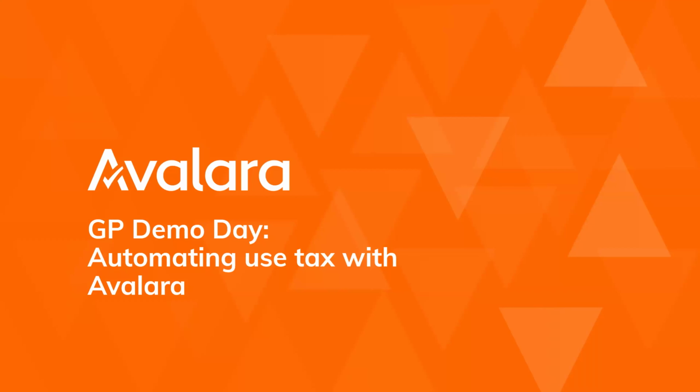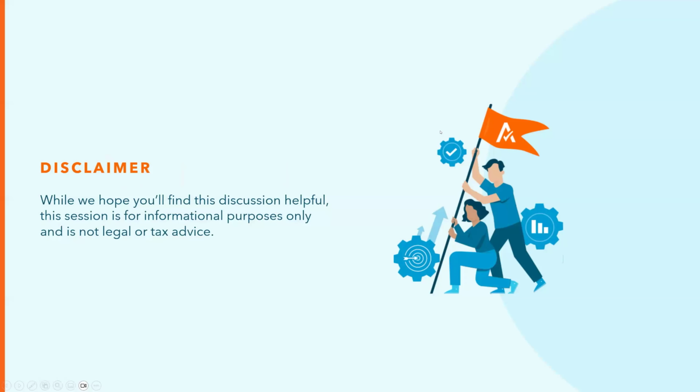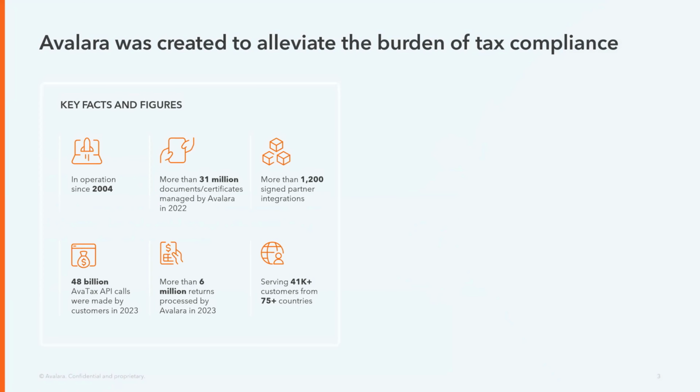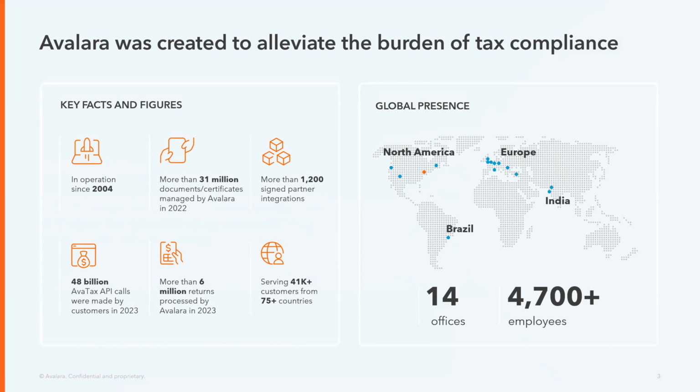So today we wanted to focus on talking about the automation of consumers use tax with Avalara within GP. We want to make sure that, as we go through this, we're just giving broad information. It's not really tax advice. Avalara has been built to alleviate the burden of all your different tax compliance. We've been around since 2004, making somewhere in the neighborhood of 48 billion calls to tax engines for people calculating sales tax on different transactions.